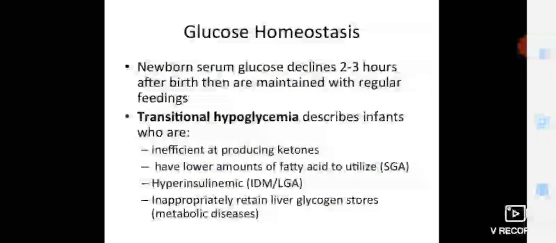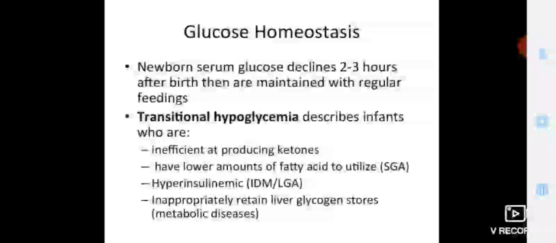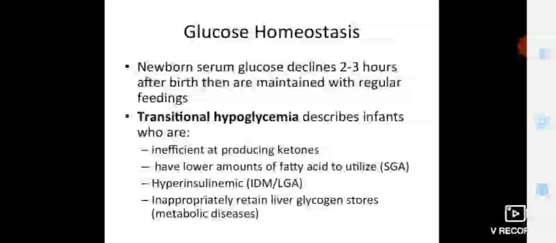It can be expected for newborn glucose concentrations to decline within the first 2 to 3 hours after birth. Transitional hypoglycemia describes infants who are inefficient at producing ketones and have lower amounts of fatty acid to utilize, such as small for gestational age infants; those who are hyperinsulinemic, such as infants of diabetic mothers, large for gestational age infants or post-dates infants; and infants who inappropriately retain liver glycogen stores, such as in metabolic diseases.